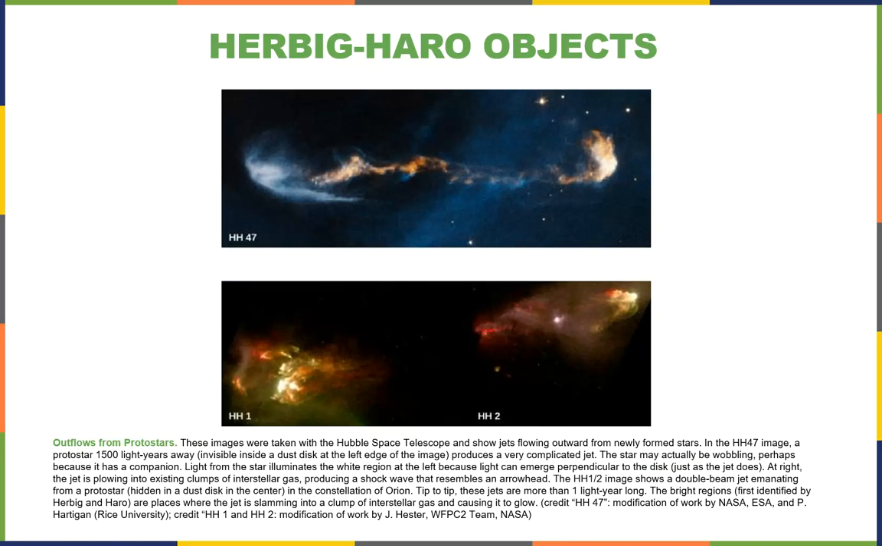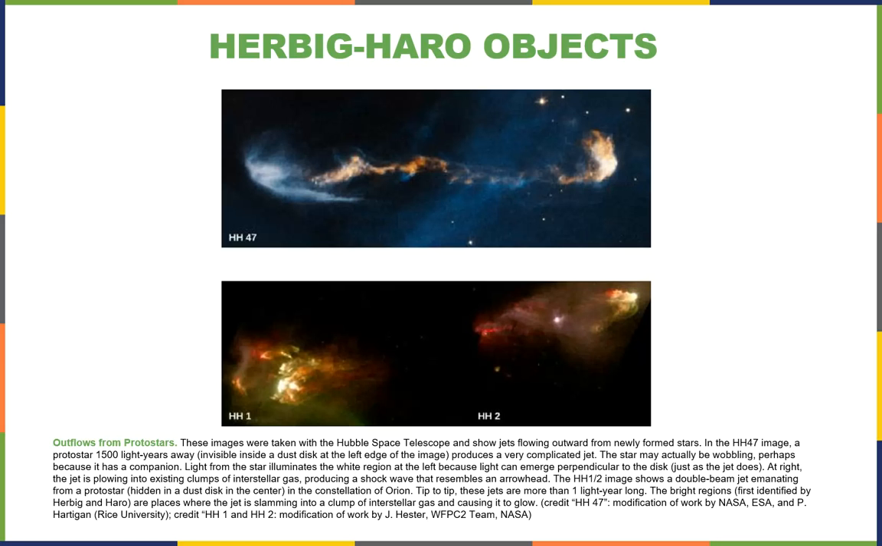Here's some other pictures of Herbig-Haro objects. This one here is Herbig-Haro 1 and Herbig-Haro 2. I'm pretty sure that's the first pair that Herbig and Haro studied. And you have, in this case, somewhere here in between is where the star is, and it's blowing stuff out. And then when it hits another cloud, that's where you have the stuff that lights up.